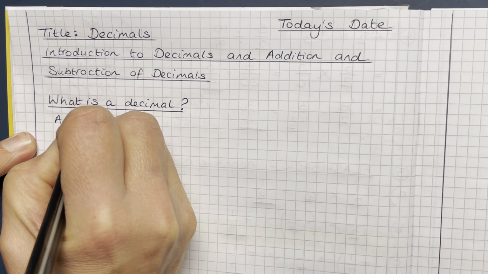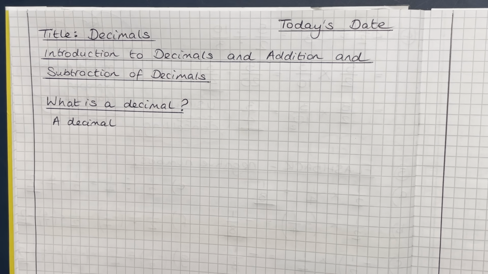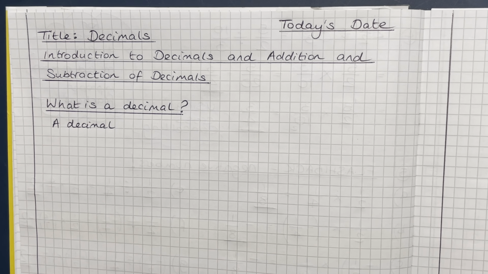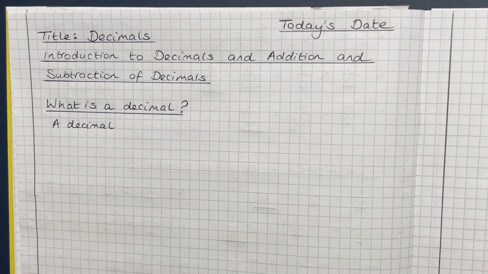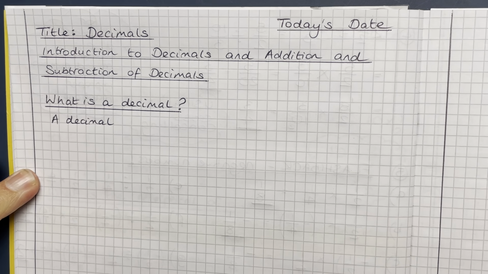A decimal. Well, it's a way of writing a number that is not a whole number. If you like, it's a number that is an in-between number. So for example, 2.5 as a decimal is in between 2 and 3. So let's get that written down as a key point in our books.